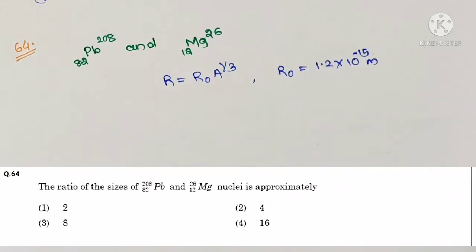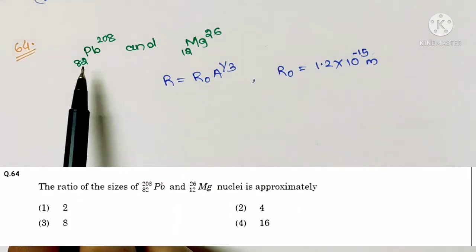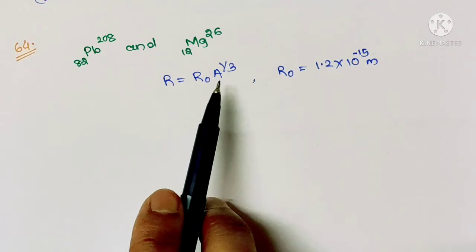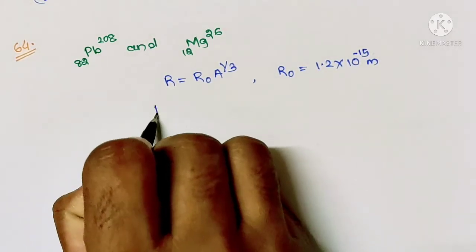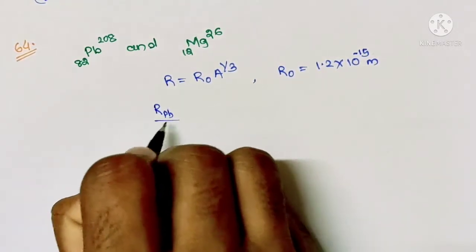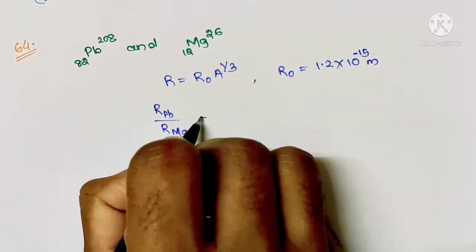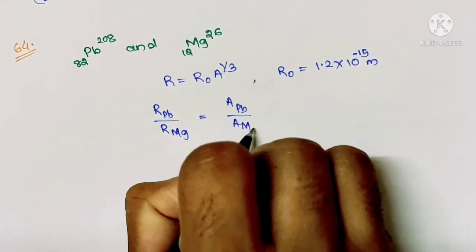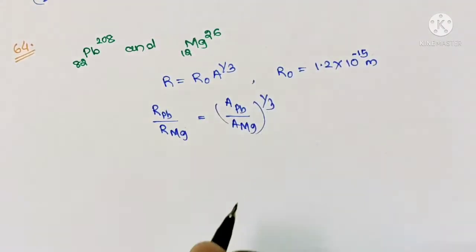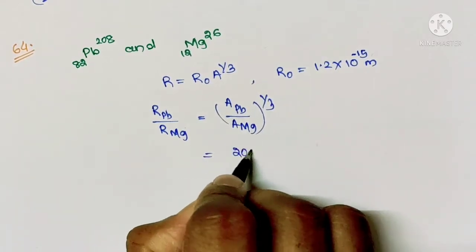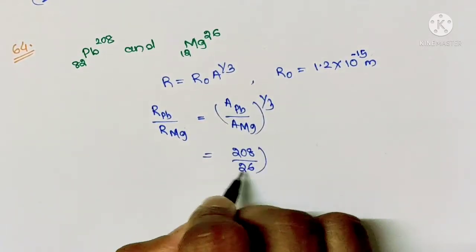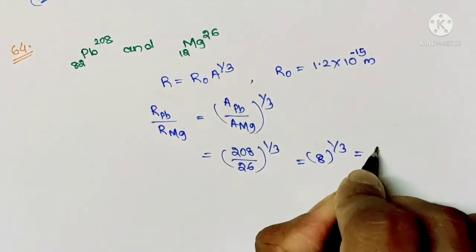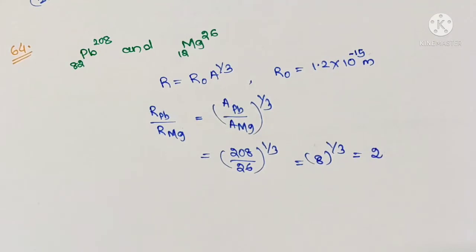Question number 64. The ratio of the sizes of lead and magnesium nuclei is approximately. So here we have to find the ratio of the sizes of the nuclei. We have R equal to R naught A to the power 1 by 3. So from here R Pb by R Mg equals A Pb by A Mg to the power 1 by 3. So 208 by 26 to the power 1 by 3, equal to 8 to the power 1 by 3, equals 2. So your correct option is option 1.